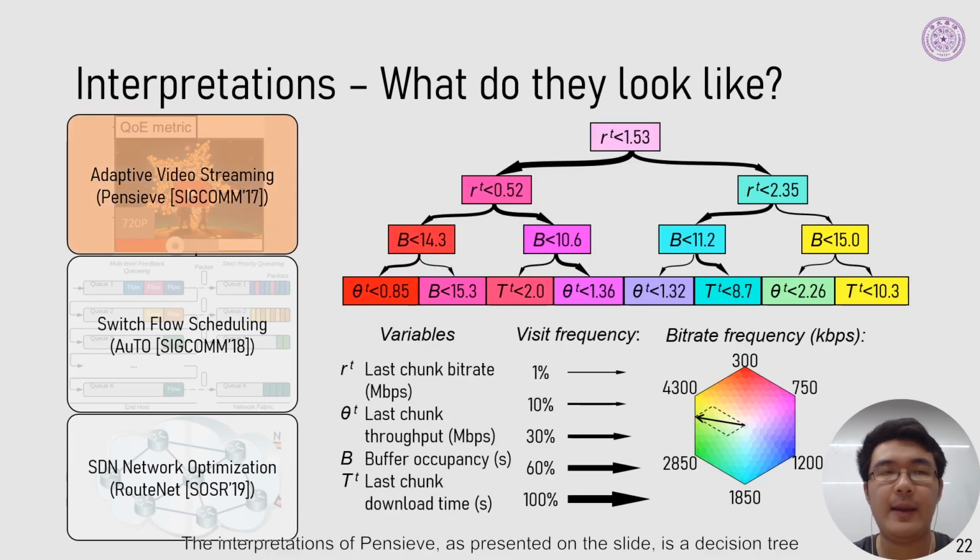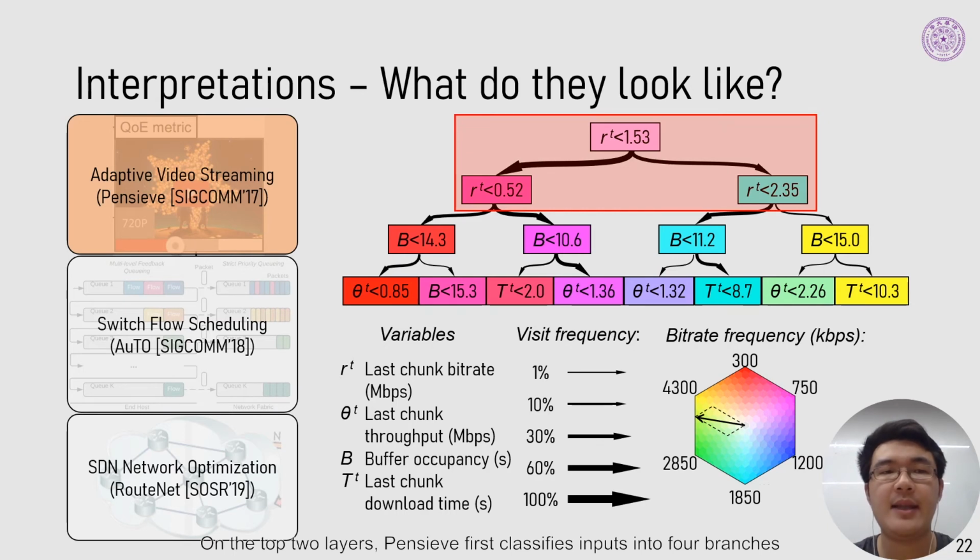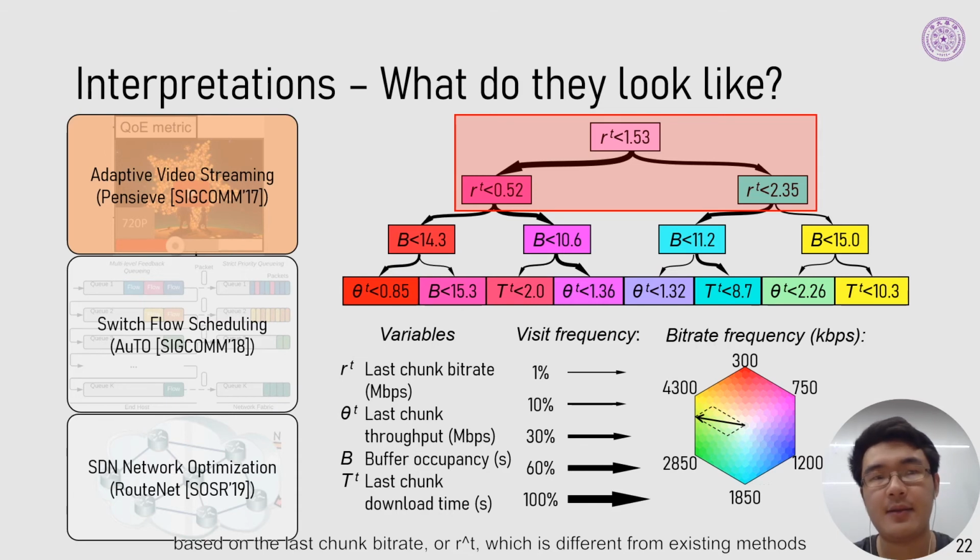The interpretation of Pensieve, as presented on the slide, is a decision tree. We can clearly see the decision logic of Pensieve. On the top 2 layers, Pensieve first classifies inputs based on the last chunk bit rate, or R_t, which is different from existing methods.